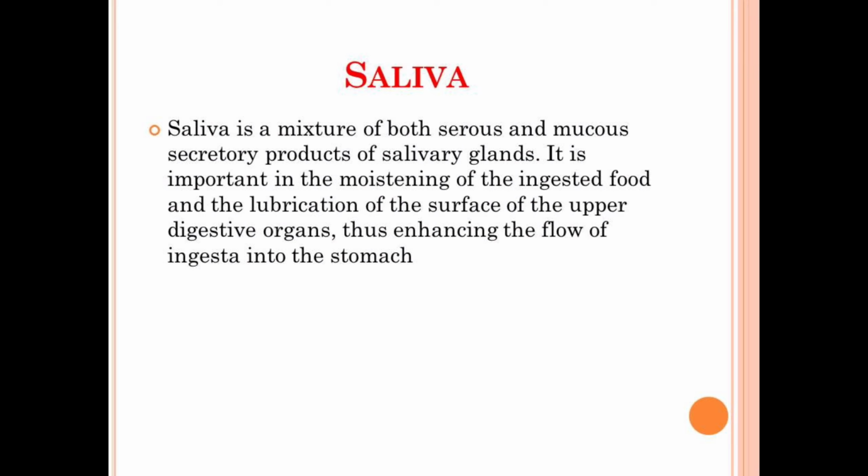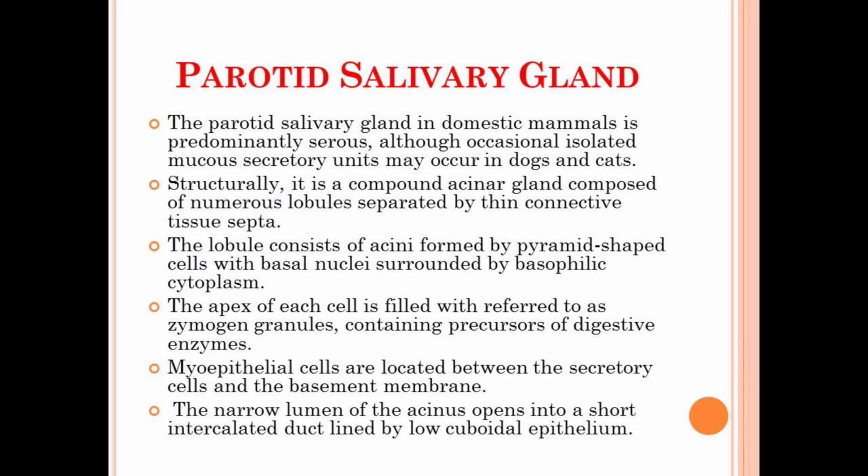The main function of saliva is to moisten the ingested food and lubricate the upper digestive organs, thus enhancing the flow of ingesta to the stomach. Just take an example: if your food consists of dry products, it is quite difficult to chew as well as ingest. So saliva plays an important role in moistening that dry food and enhancing its flow towards the stomach. Now moving on, we will discuss the major salivary glands.